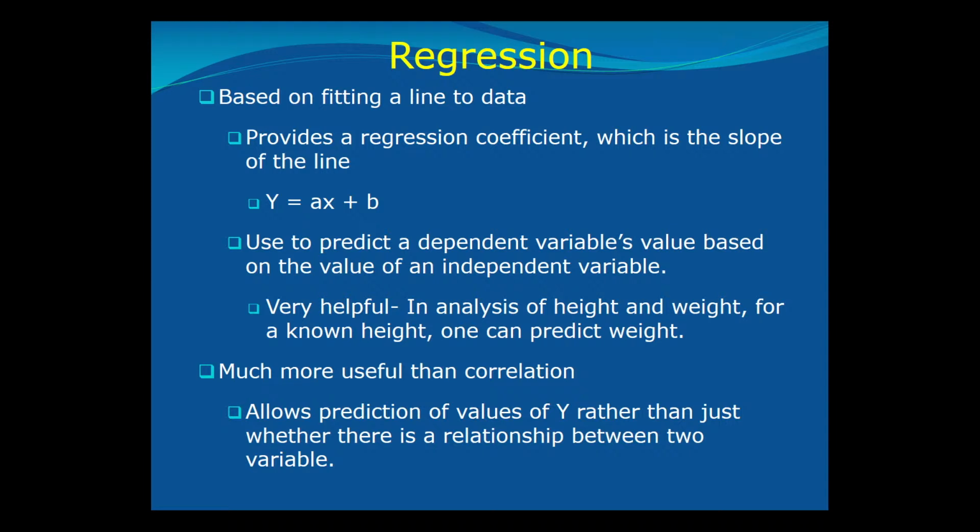Regression is much more useful than correlation because of prediction. It allows prediction of values of y rather than just whether there is a relationship between two variables. But correlation, so regression is the mathematical way to represent correlation. But correlation is the most popular, most important association between variables in nature.